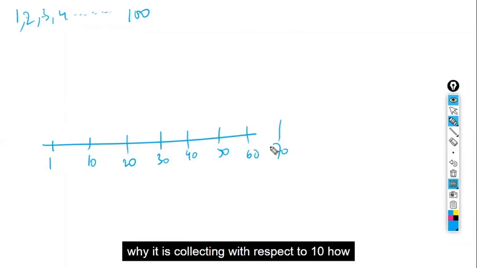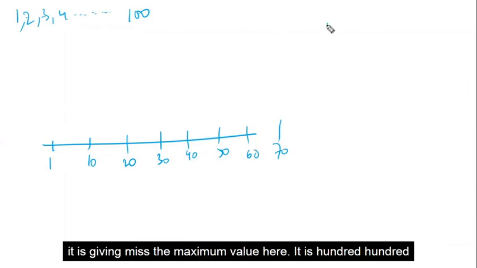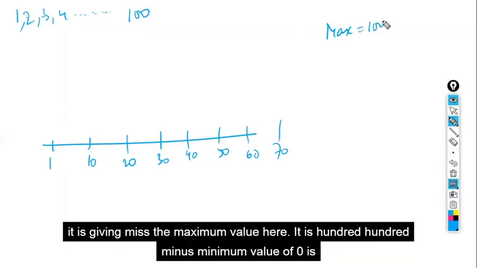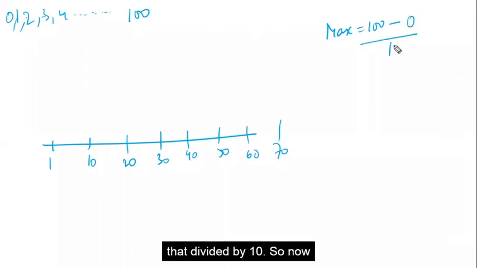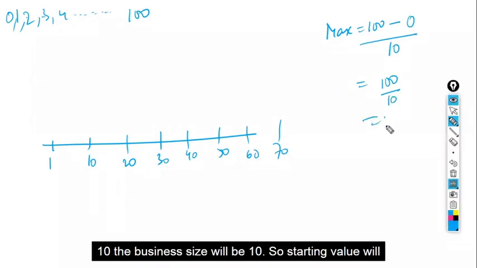Why is it collecting with respect to 10? How is it giving this? The maximum value here is 100, minus the minimum value of 0. Assume 0 is there. Divide by 10. So now each bin size is going to be 10. The bin size will be 10.